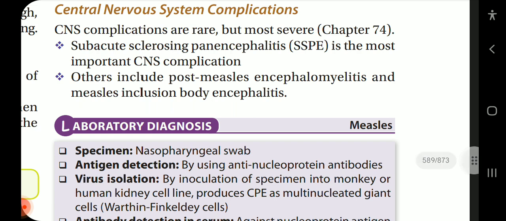CNS complications. CNS complications are rare but more severe. Subacute sclerosing panencephalitis (SSPE) is the most important CNS complication. The others include post-measles encephalomyelitis and measles inclusion body encephalitis.